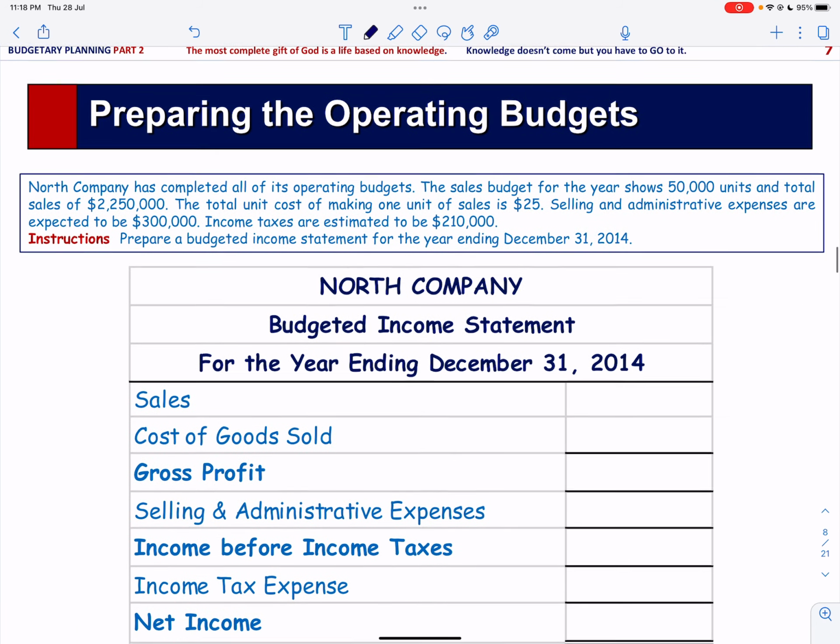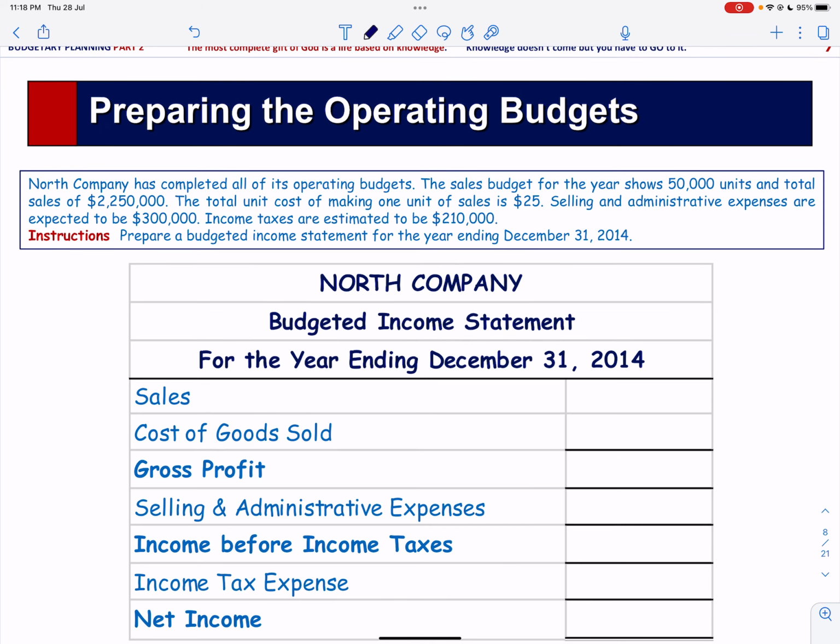Let us look into an illustration. North Company has completed all of its operating budgets. The sales budget for the year shows 50,000 units and total sales of 2,250,000. The total unit cost of making 1 unit of sales is 25. Selling and administrative expenses are expected to be 300,000. Income taxes are estimated to be 210,000. Prepare the budgeted income statement.